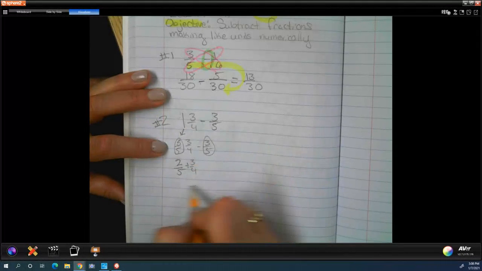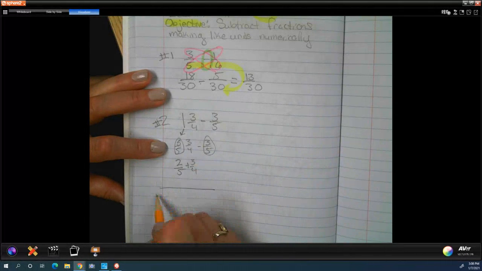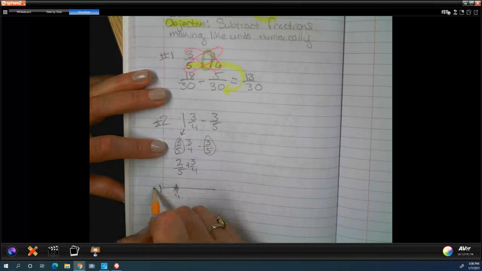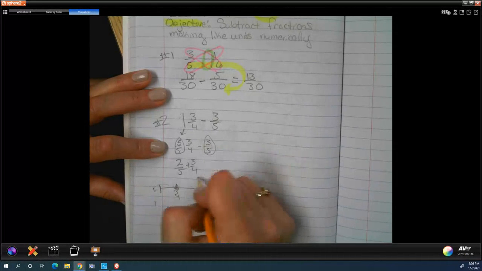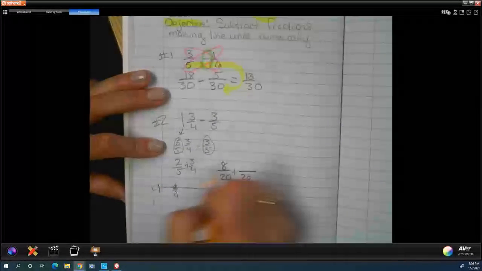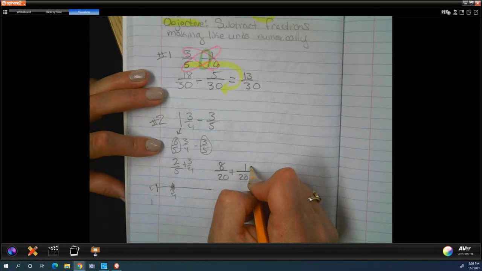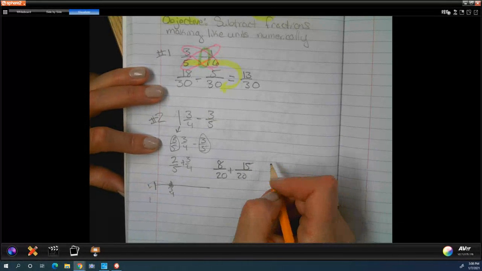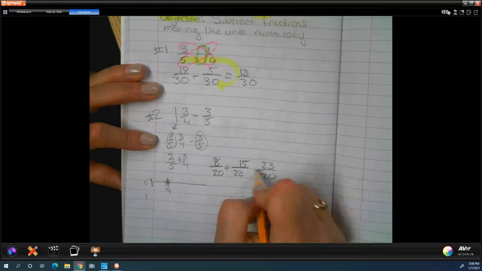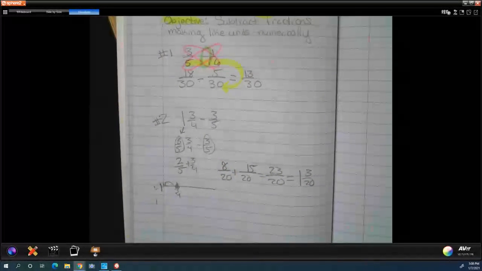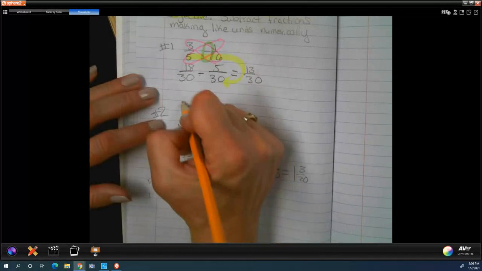Let me show you on a number line. I was not at 1. I was actually at 1 3/4, and then I subtracted 3/5. So I'm going to go back here somewhere. They need to have a like denominator. I'm going to make them 20ths because 5 times 4 is 20. 4 times 2 is 8. 5 times 3 is 15. 8 plus 15 is 23/20, which is 1 3/20. Oh, I drew my arrow too far here. Okay, that's one way you could do it. That's just method 1.